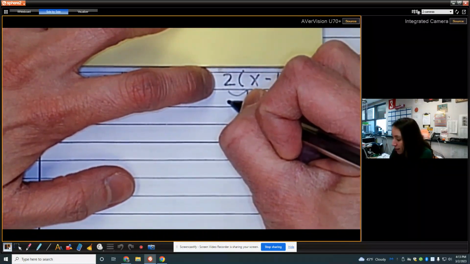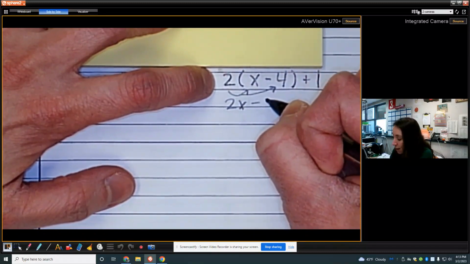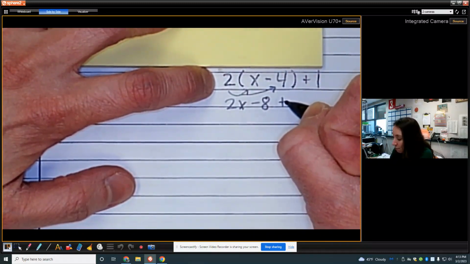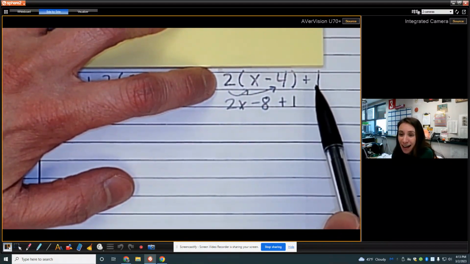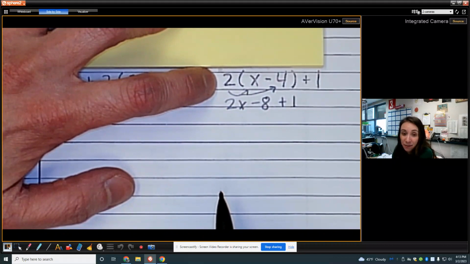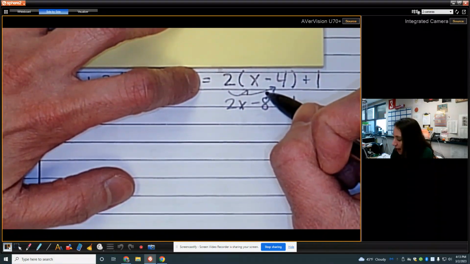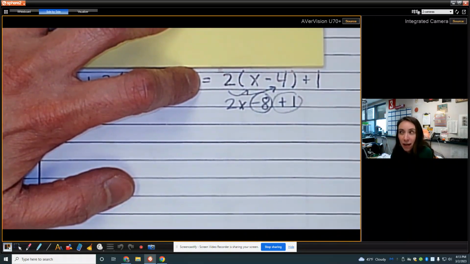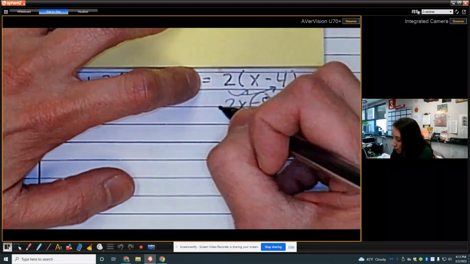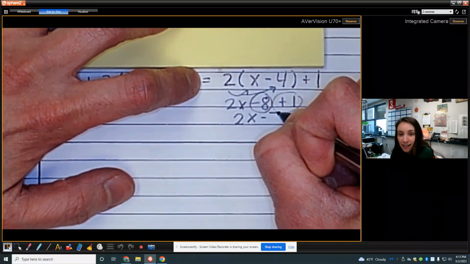So 2 times x is 2x. 2 times this minus 4 is a minus 8. And bring down that plus 1. You don't multiply that 2 by that plus 1 because that plus 1 is not inside the parentheses. I can see that I can simplify it further right here. My like terms are this minus 8 plus 1. Well, -8 plus 1 is -7. So this side of the equal sign simplifies to 2x minus 7.